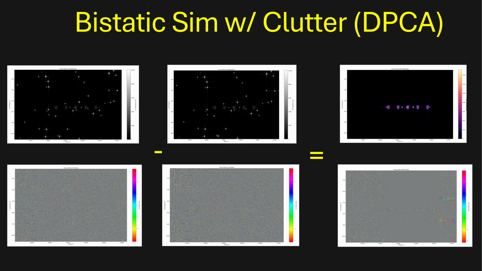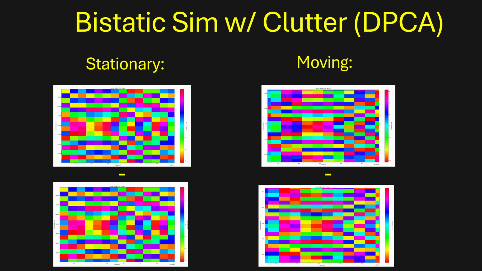Here are the magnitudes and phases of the complex images from the 2 antennae and the resulting DPCA image without any clutter visible. Here I've zoomed in on a single stationary target and a single moving target so you can see how it is working. The phase is nearly identical between the 2 antennas for the stationary target, but it looks completely different for the moving target. This leaves a large residual value after subtracting the complex numbers for the moving target.